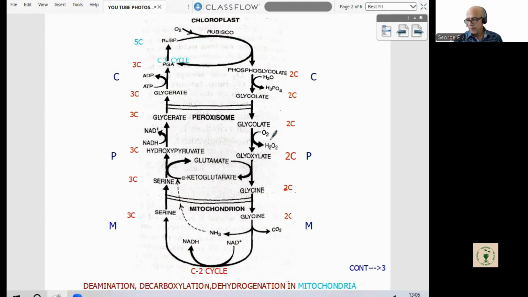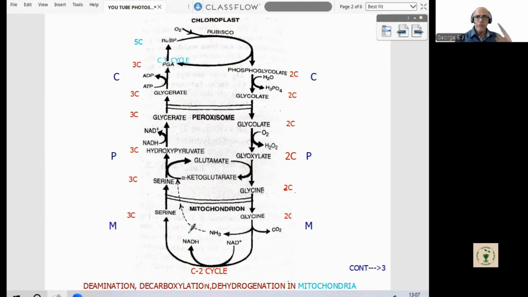Here it again couples with oxygen, the second coupling with oxygen. It converts into glyoxylate. The cell organelle is the peroxisome. Glyoxylate is converted into glycine, the simplest amino acid. So glycine is first formed in the peroxisome, 2-carbon. Now glycine will be shifted to the mitochondria. Glycine is a 2-carbon compound, the simplest amino acid, so 2 glycines are involved. So 4-carbon, from which carbon dioxide will be removed, so it again becomes 3-carbon. It is another amino acid called serine. So serine is formed in the mitochondria.